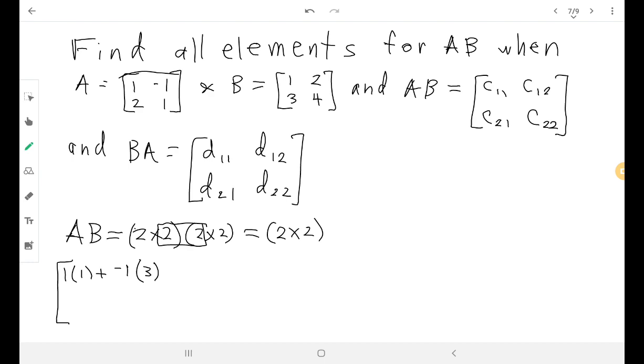Second one is going to be like that. So 1 times 2 plus -1 times 4. So that takes care of our first row. Second row, we'll take second row, first column.